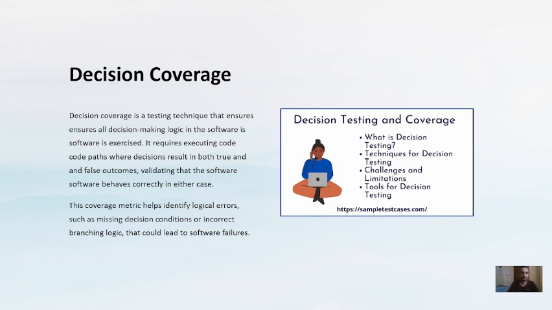So we are checking for both the statements here. If it's true or if it's false, we should take care of both, not just concentrate on the positive statement. In that case, we can't actually be very efficient with the values that we are not actually getting to. So we should cover all the stages basically. This coverage metric helps identify logical errors such as missing decision conditions or incorrect branching logic that could lead to software failures. So everything must be taken into consideration that I've told you.